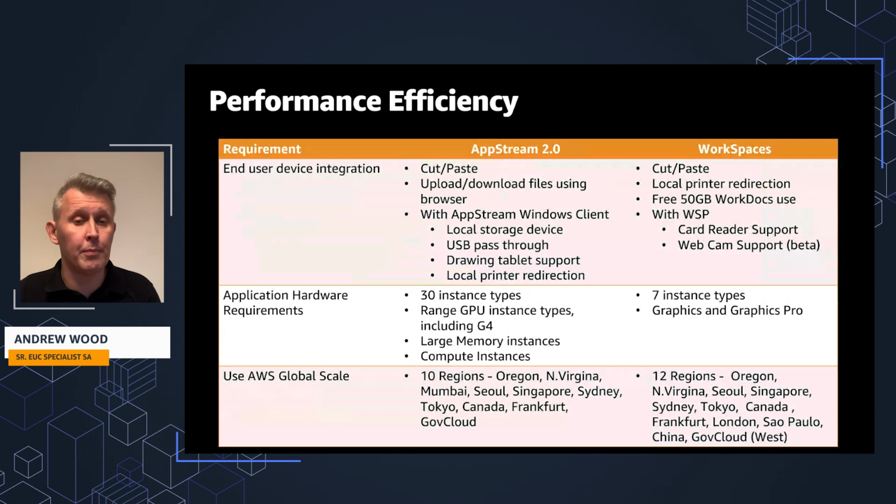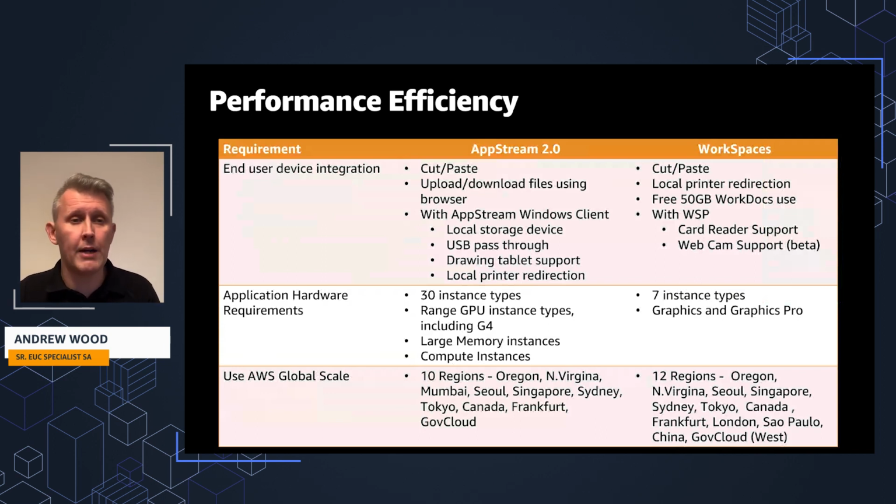AppStream also has support for HTML5 browsers, so that's Edge, Chrome, Firefox, Safari, as well as the Windows AppStream client. Now, with WorkSpaces, there's support for native clients, so Windows, macOS, Android, iOS, Linux, Web, Zero clients. WorkSpaces supports local printer redirection. For the WorkSpaces streaming protocol, you've card reader support, and webcam support is, as I speak today, in beta. Bear in mind, WorkSpaces users get 50 gig of WorkDocs use to allow file transfer.